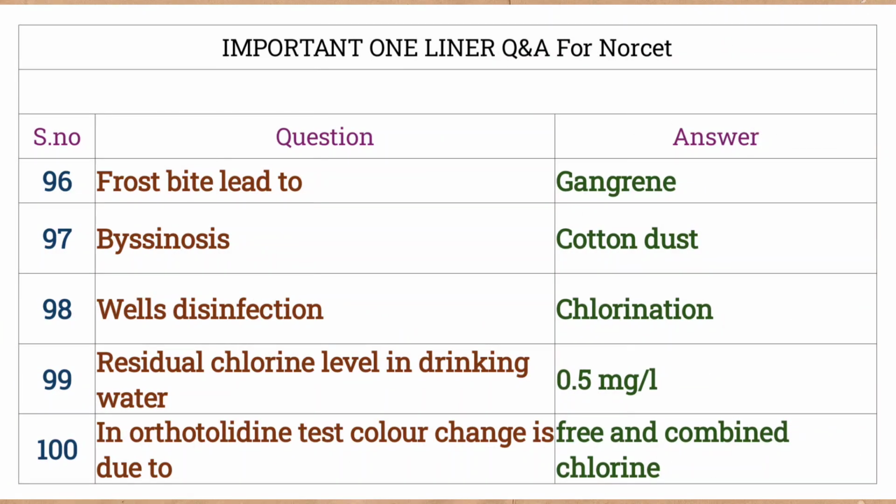95. Snowstorm appearance is seen in silicosis and hydatidiform mole. 96. Frostbite leads to gangrene. 97. Byssinosis: cotton dust. 98. Wells disinfection: chlorination. 99. Residual chlorine level in drinking water: 0.5 mg per liter. 100. In orthotolidine test, color change is due to free and combined chlorine.